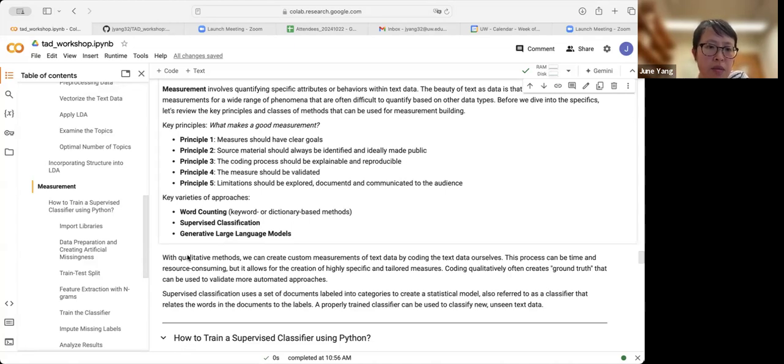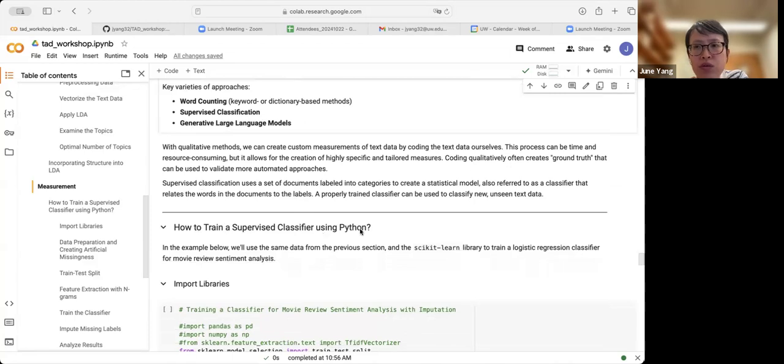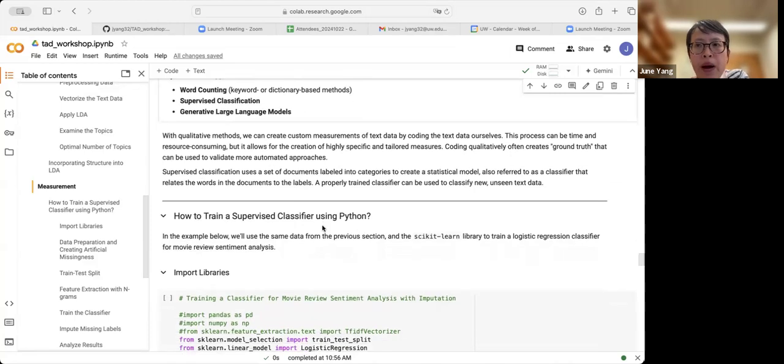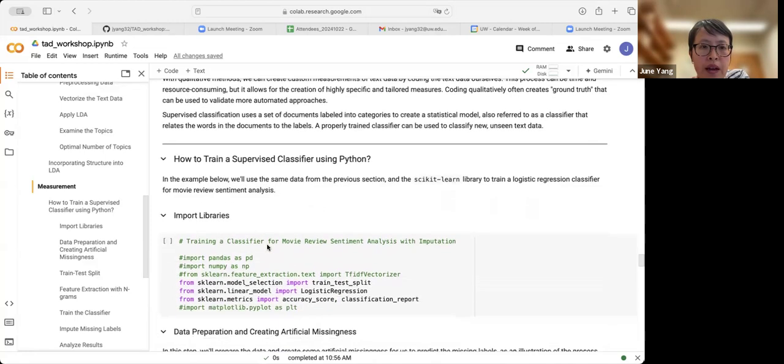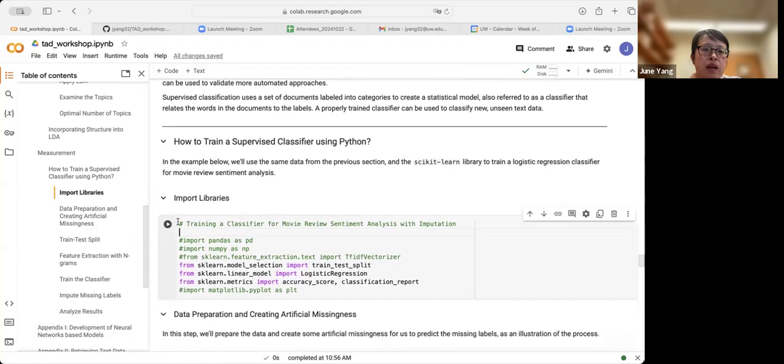You might want to try out some unsupervised method using LLM. So here I'm going to introduce the how-to using Python part by walking you through an example of how to train a supervised classifier using Python. As we've talked about, what does supervised mean? Supervised means that you have an outcome variable to start with. You want to train some model, and then you have your predictor and you have your outcome variable available. This is what we mean by supervised.